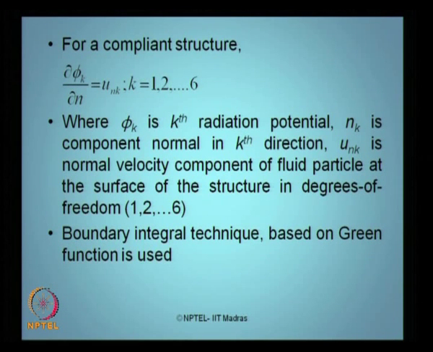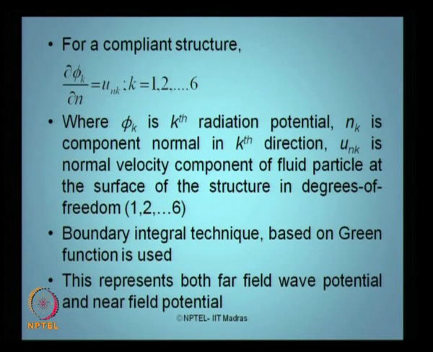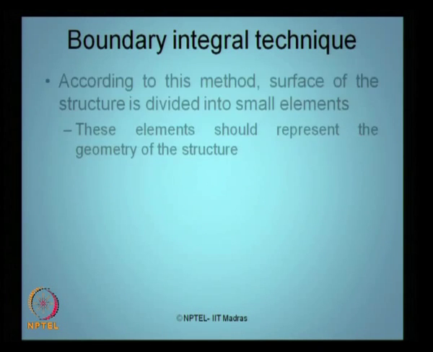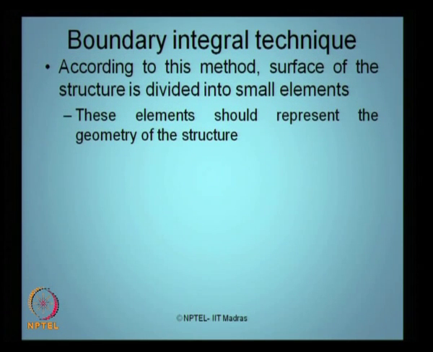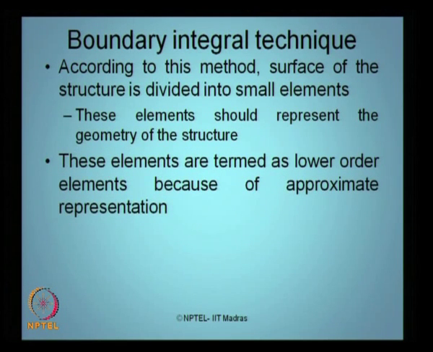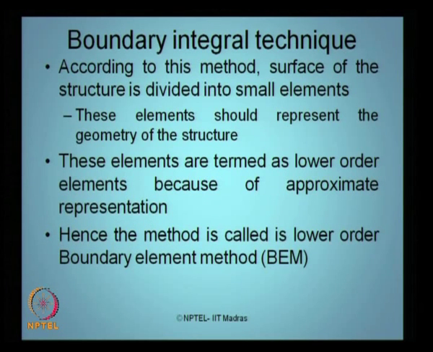So the boundary integral technique based on the Green function will be used to solve this potential flow theory. This represents both the far field wave potential and the near field wave potential. According to this method, the surface of the structure is divided into small parts. These elements should represent the original geometry of the structure, there is no change in this. If that is the case, these elements are then termed lower order elements because of approximation. That is why this method is called the lower order boundary element method.